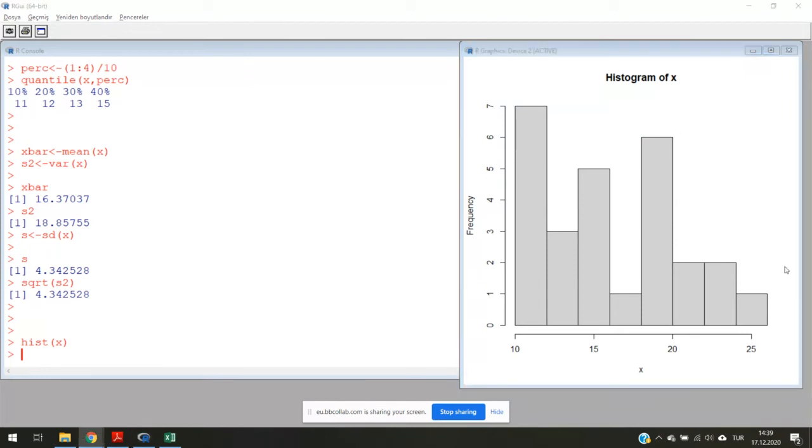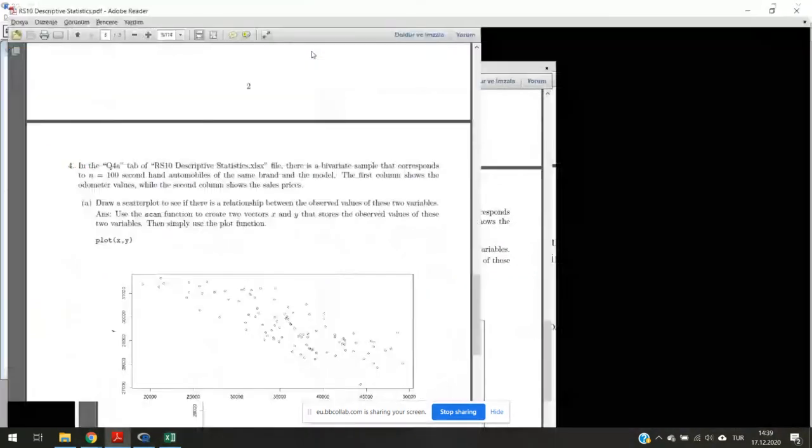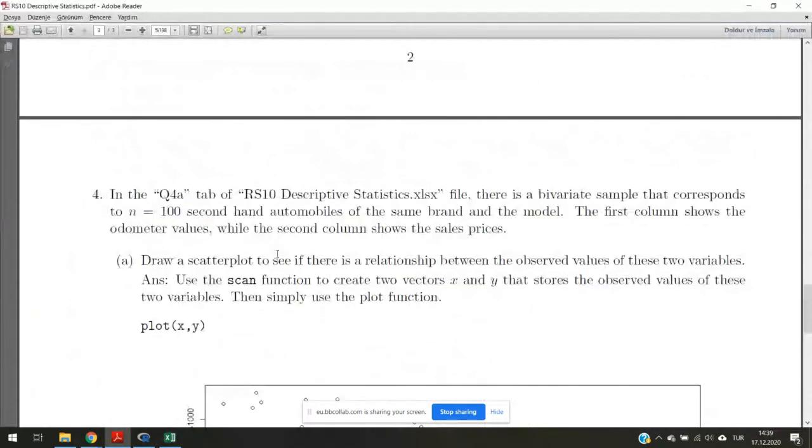Now, in the next practice, okay, so this is about univariate analysis. We are going to analyze two variables on the same sample, observed on the same sample.